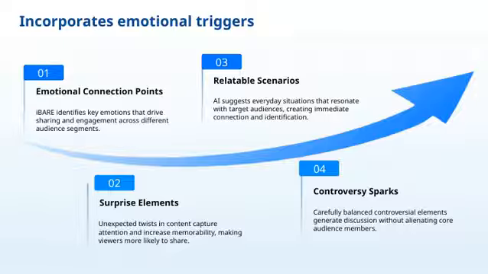Another powerful technique is using relatable scenarios. AI suggests everyday situations that your target audiences experience, making the content feel more personal and immediate. This creates a stronger connection right from the start. Finally, we can introduce carefully balanced controversy. A bit of controversy sparks discussion, but it's important to do this thoughtfully so we don't alienate our core audience. When done right, it encourages engagement and conversation around the content. Altogether, these emotional triggers, surprise, relatability, controversy, are key to making our content more engaging and shareable, which aligns perfectly with our overall goal of creating meaningful connections.